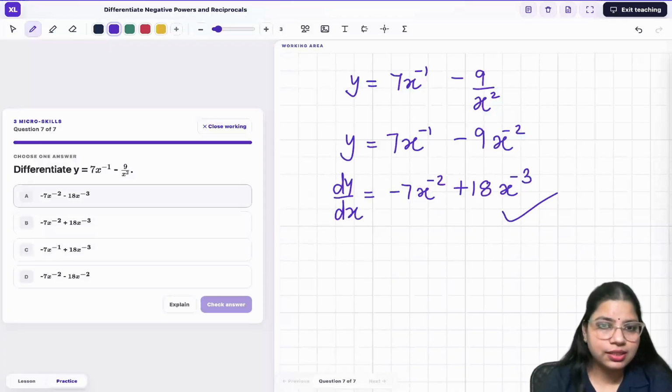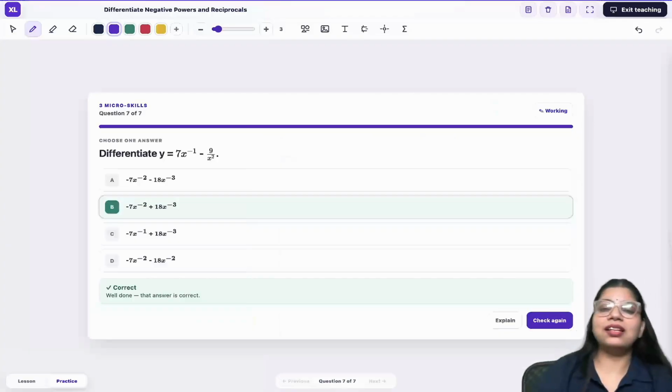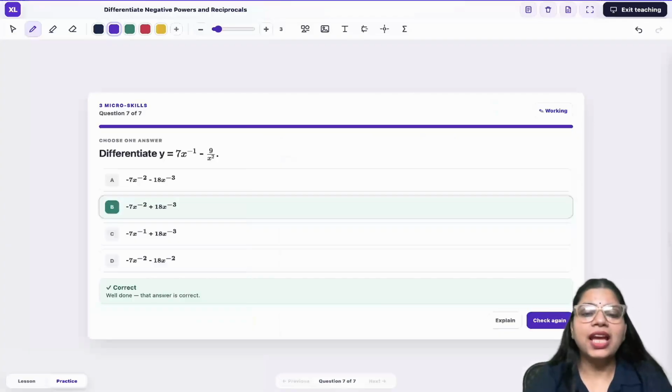Where is it? Let's find out. Yes, I guess. And it's correct. So yeah, we are done with all our practice and understanding of the concept. And in our next lesson, we will start finding out the gradient. See you there.